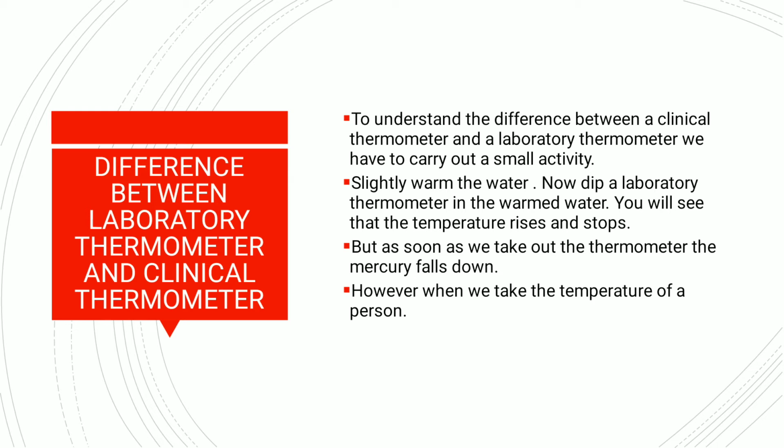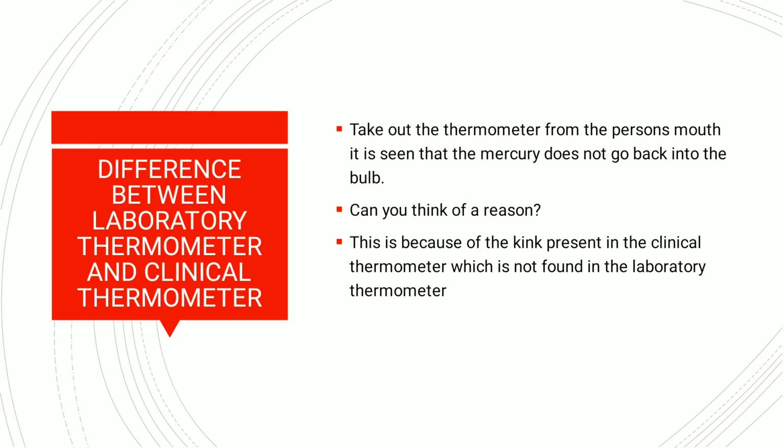Now dip a laboratory thermometer in warm water. You will see that the temperature rises and stops after a while. As soon as we take out the thermometer, the mercury falls down. However, when we take the temperature of a person, we take out a thermometer from the person's mouth, it is seen that the mercury does not go back into the bulb. Can you think of a reason? This is because the kink is present in the clinical thermometer, which is not found in the laboratory thermometer.